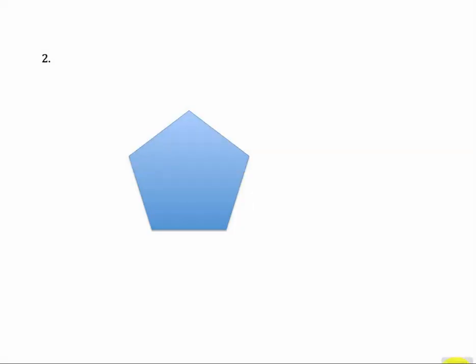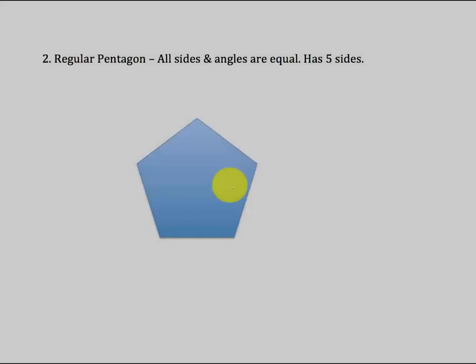Okay, here's your next shape. So just take a moment. You can pause the video to identify if this is a polygon, and if it is, what type of polygon is it? Regular, irregular, and then specifically name the polygon based on how many sides it has. Okay, so the answer to this one is it is a regular pentagon.